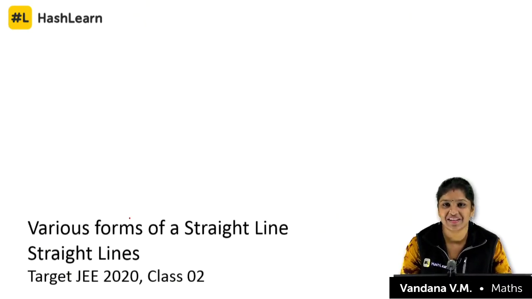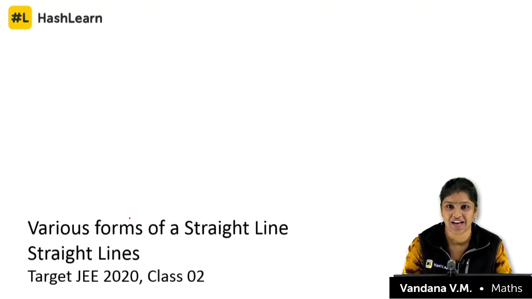Children, we are discussing the straight line. We already completed the topic, slopes. Today we are going to discuss the various forms of a straight line. Before starting the class, let us discuss the CPP question where many of you made mistakes.